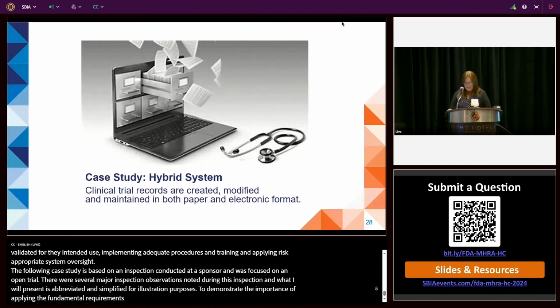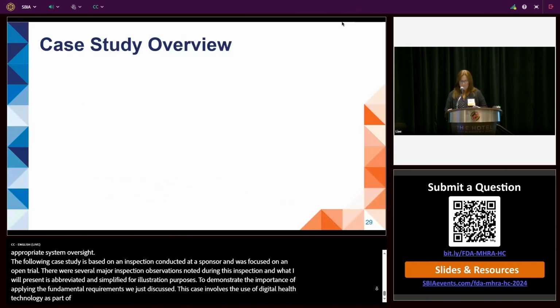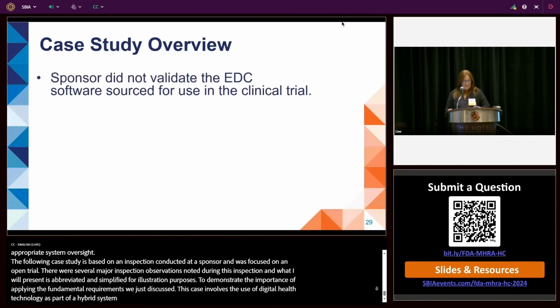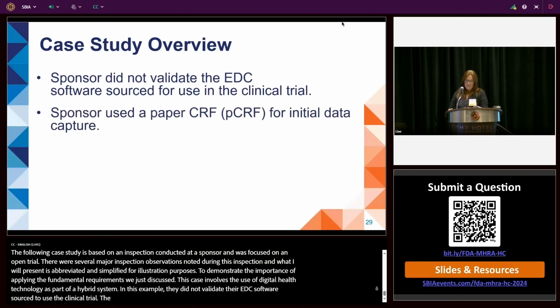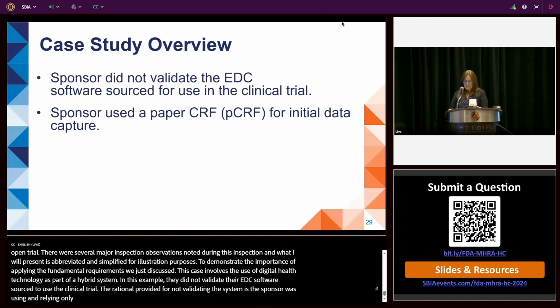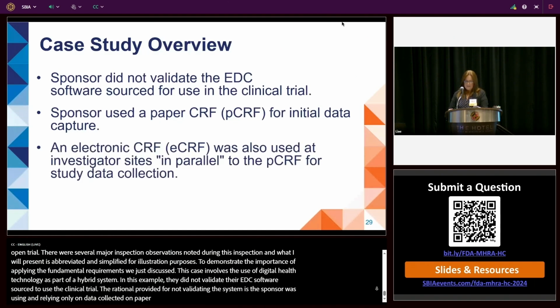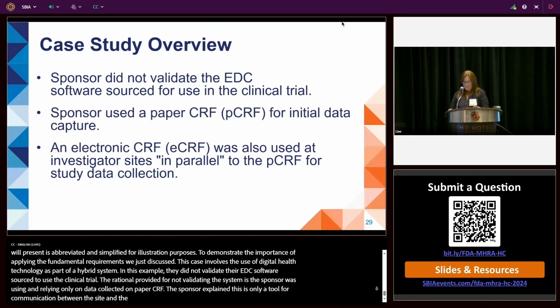This case involves the use of digital health technology as part of a hybrid system. In this example, the sponsor did not validate their EDC software before using it to develop an eCRF for data capture during the trial. The rationale provided for not validating the system was that the sponsor was using and relying only on data collected on paper CRFs provided to investigator sites. The sponsor explained that the eCRF was used only as a tool for communication between the sites and the sponsor, and the systems were separate and used in parallel.